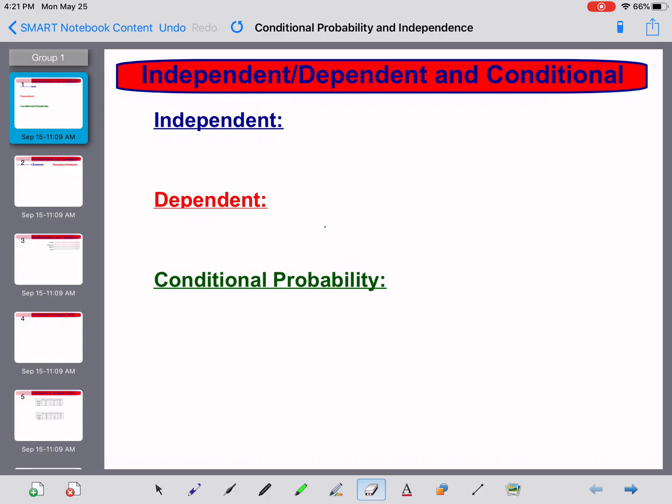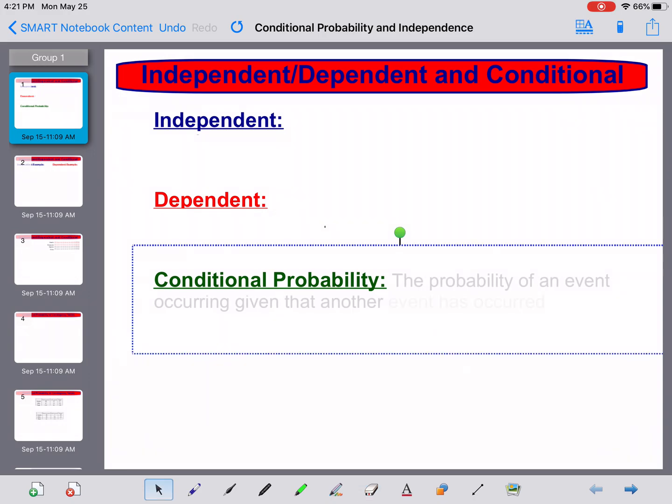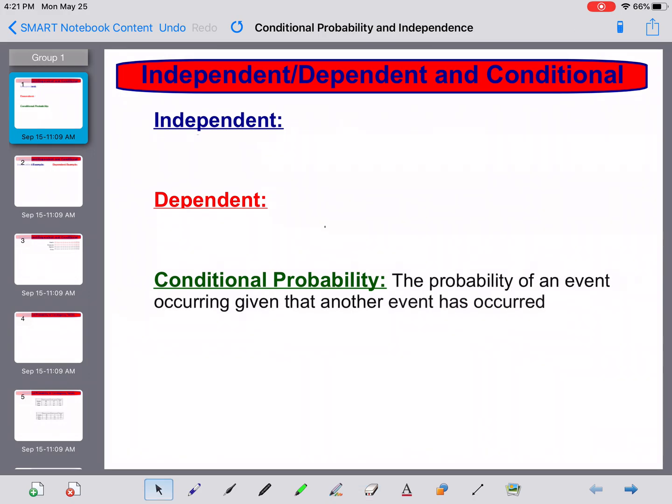So conditional probability gives us the probability of an event occurring given that another event has occurred already, or we're assuming that this other thing is happening. And we use some specific notation when we do that, where we say the probability of an event A happening given event B has already happened. So this little line here we can represent as "given." So event A happening given event B already did happen.